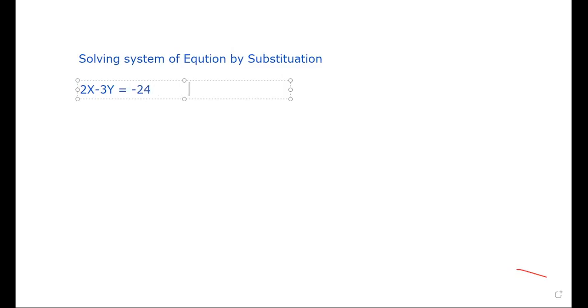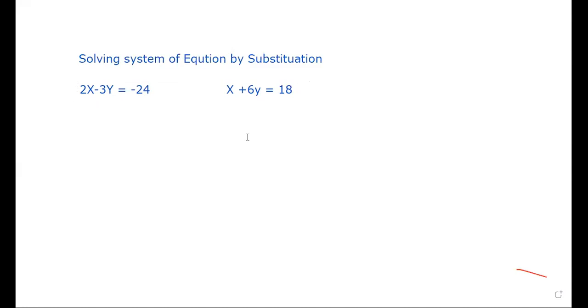Okay, then 2x minus 3y equals negative 24. Second, we have x plus 6y equals 18. In this system, who can tell me where we will start? Which one is easier, to start with the first equation or with the second equation? The second.